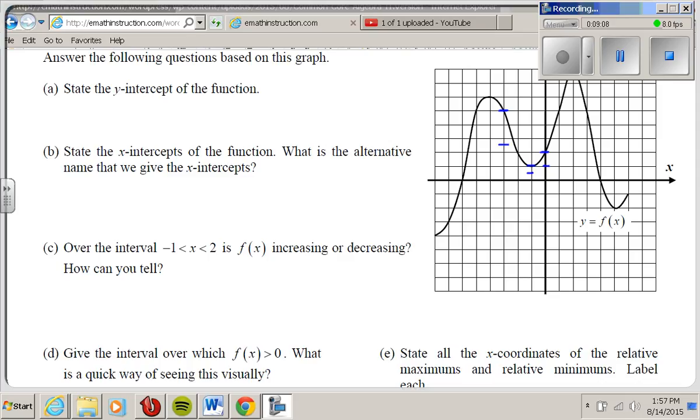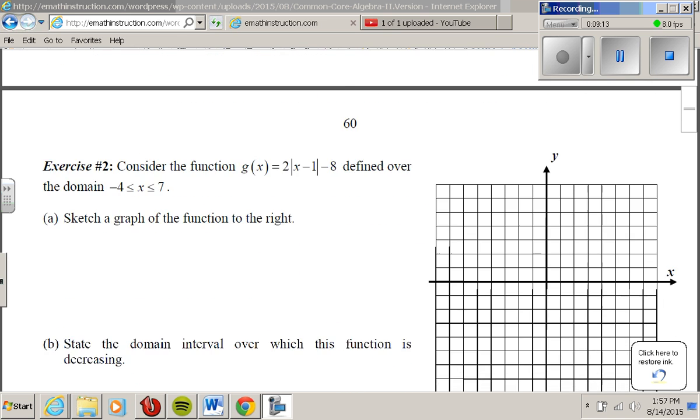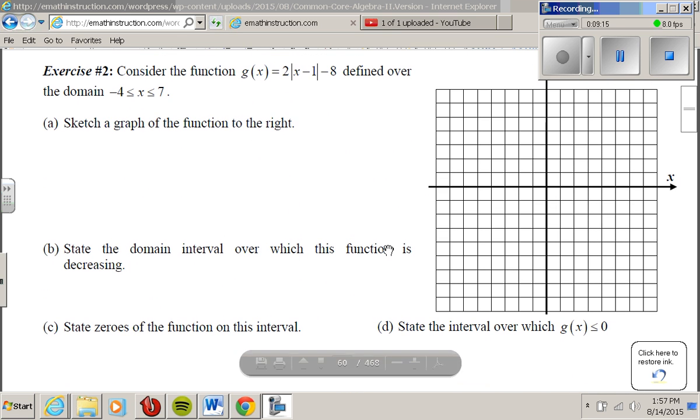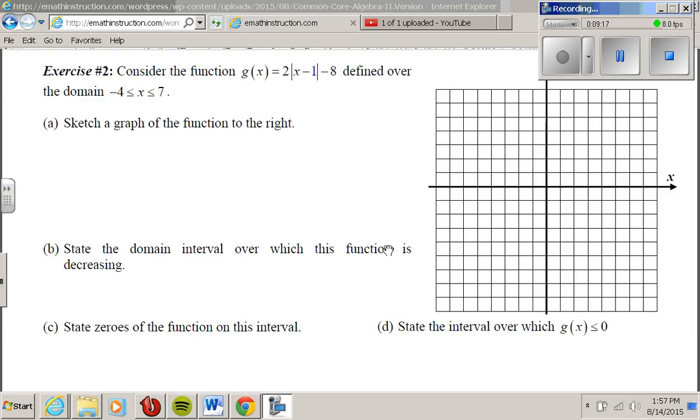Okay. Let's take a look at that next page. All right, so we've got the function g of x equals 2 times the absolute value of x minus 1, minus 8, defined over the domain from -4 to 7, inclusive. Now, if it's giving you a specific domain, that means you are not graphing outside of that domain. You're not extending past with arrows. It is a very exact domain. So be cautious when you do this.